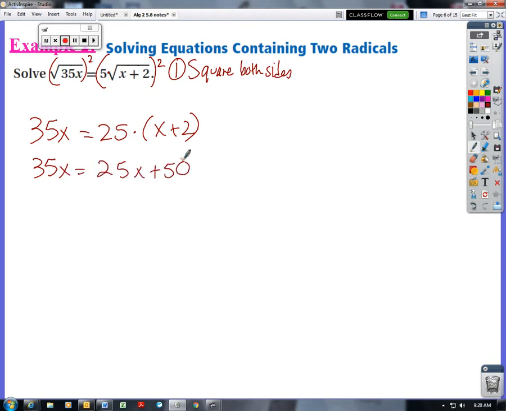and then I can combine my like terms, subtract my 25 across. I'm doing that in my head. By now I'm hoping we are comfortable doing some of these steps in our head. Divide both sides by 10, x is 5. You have to check. So plug that back in.